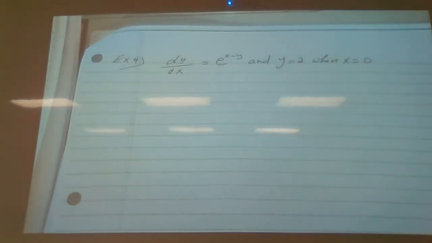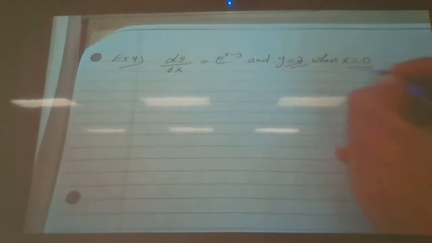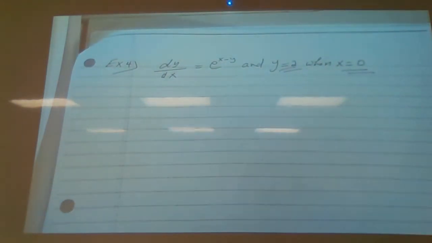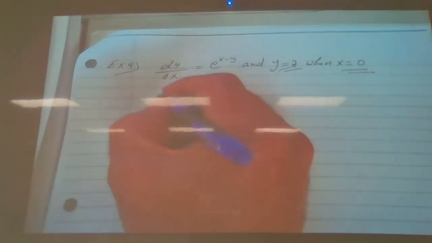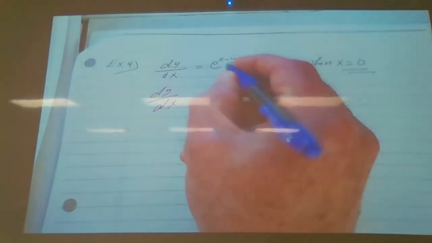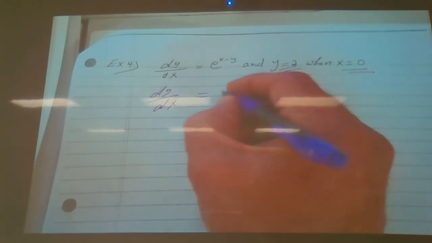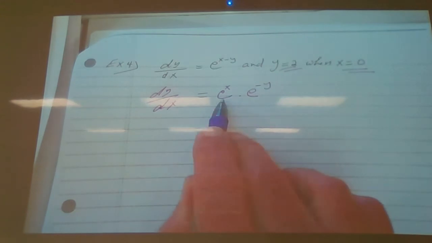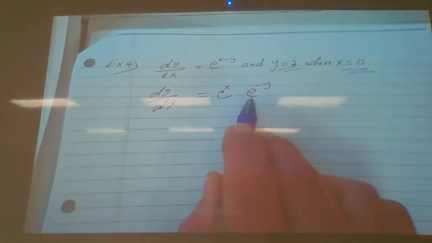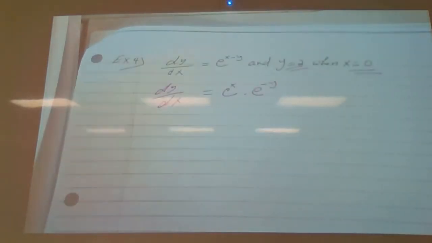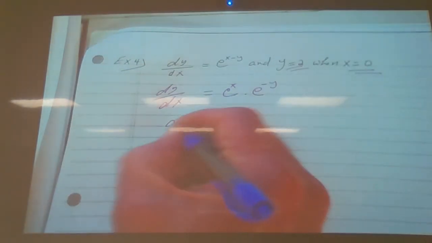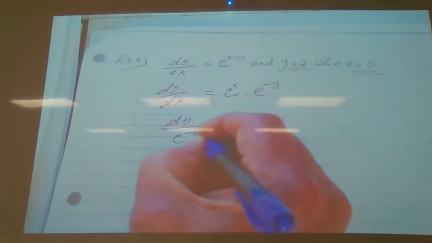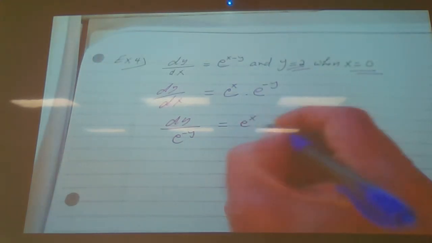This time I'm given dy/dx is equal to e to the x minus y with the initial condition y equal 2 at x equals 0. So we're going to do separation of variables. So I notice right here, I can separate this. This is e to the x times e to the negative y. Same base, you add the exponents, but we're doing it backward. So now I can separate the variables. I'm going to get dy over e to the negative y equal e to the x dx.